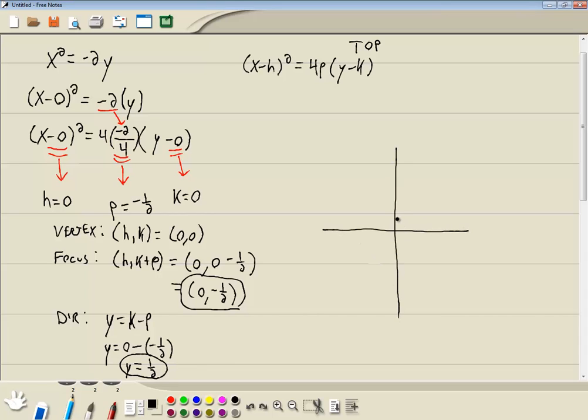Now let's graph this. Our vertex is 0, 0, which is right there. Our focus is 0, negative 1/2. Well, let's say this right here is negative 1. So 0, negative 1/2 would be about right here. And our directrix is y is equal to 1/2. So let's say that's 1, and y is equal to 1/2 would be about right there.